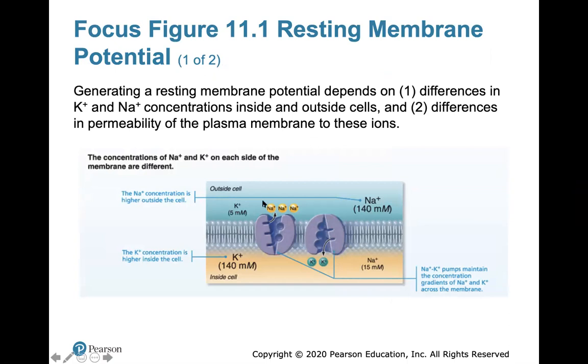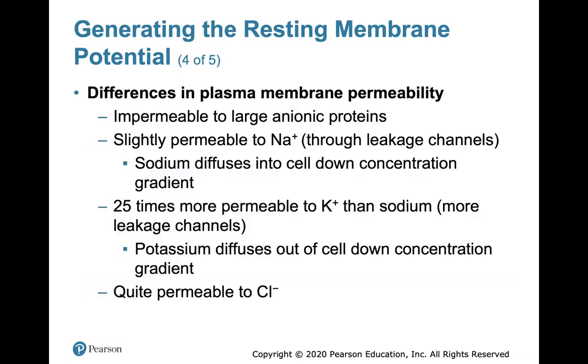So again, the sodium concentration is usually higher outside of the cell, and the potassium concentration is higher inside of the cell. The sodium potassium pump, what is shown here, will maintain these concentration gradients of sodium and potassium across the membrane. The differences in plasma membrane permeability: they are impermeable to large anionic proteins. They're slightly permeable to sodium through leakage channels. Sodium will diffuse into the cell down its concentration gradient, and it's 25 times more permeable to potassium than sodium, meaning potassium diffuses out of the cell down its concentration gradient.